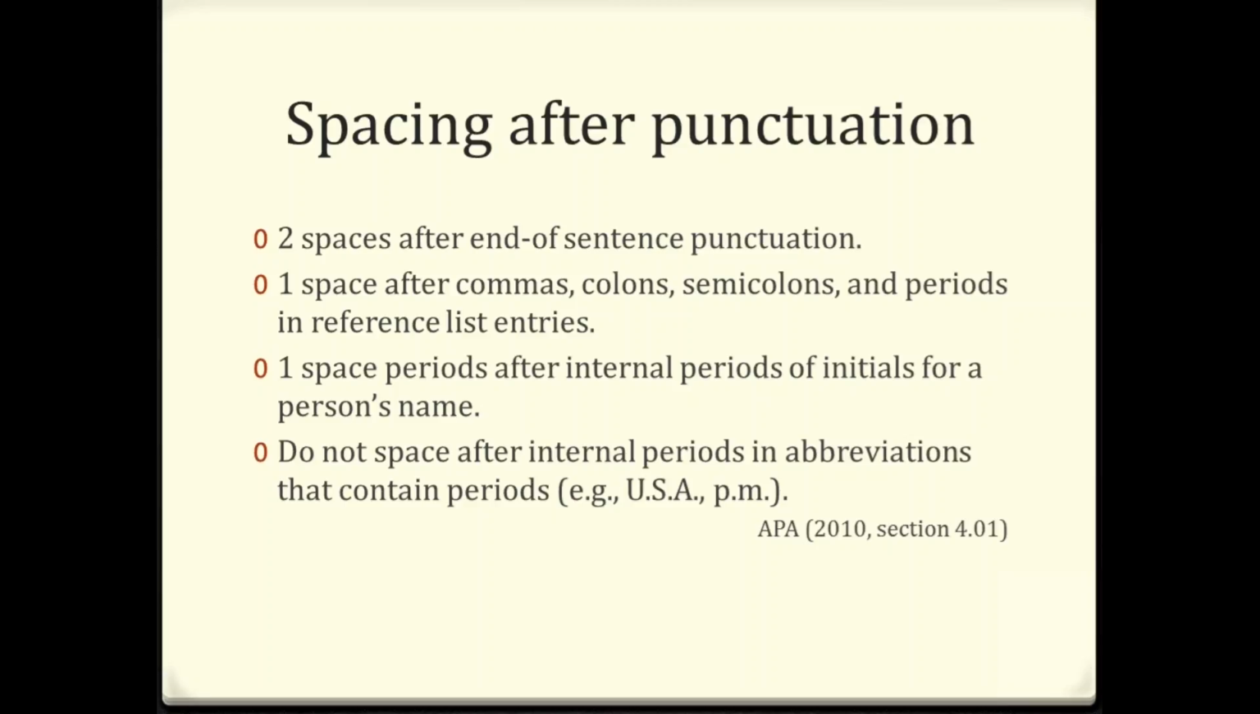Then you want to have just one space after commas, colons, semicolons, and periods in reference list entries. This gets overlooked a lot, the third bullet: one space after the internal periods of initials for a person's name. That often gets omitted in reference list entries. So my name is Lisa D. Brodersen, so in the reference list it would be Brodersen, comma, L period space, D period space. If there was an author after me, there would be a comma after the D. But the internal period after L, you'd need a space after that before the D.